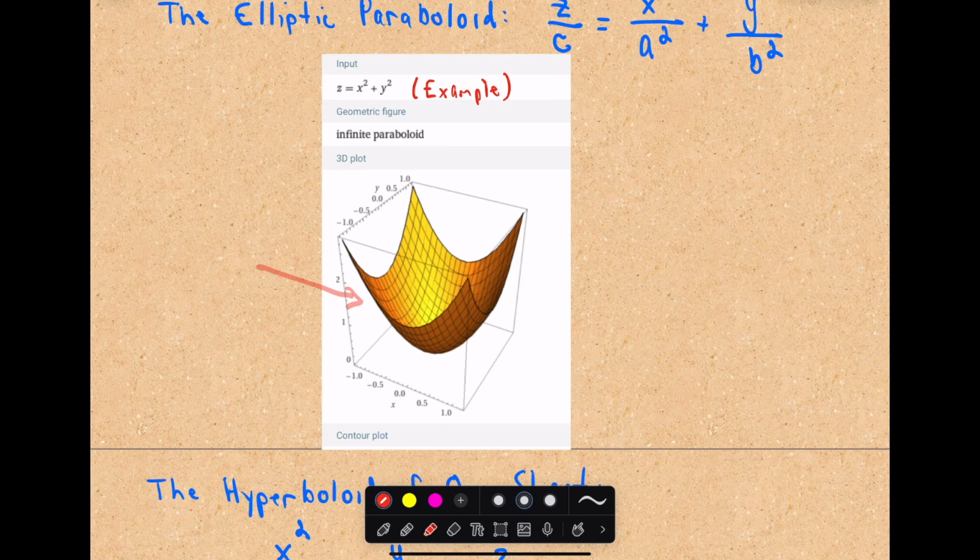Okay, so in this case, again, notice that our x and y are still transposed here.